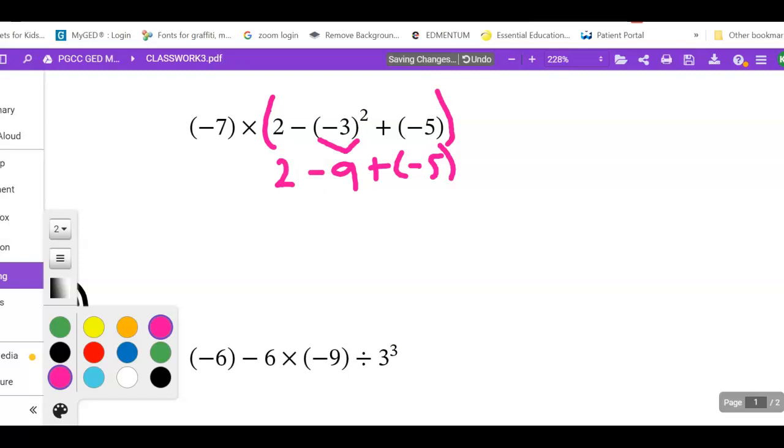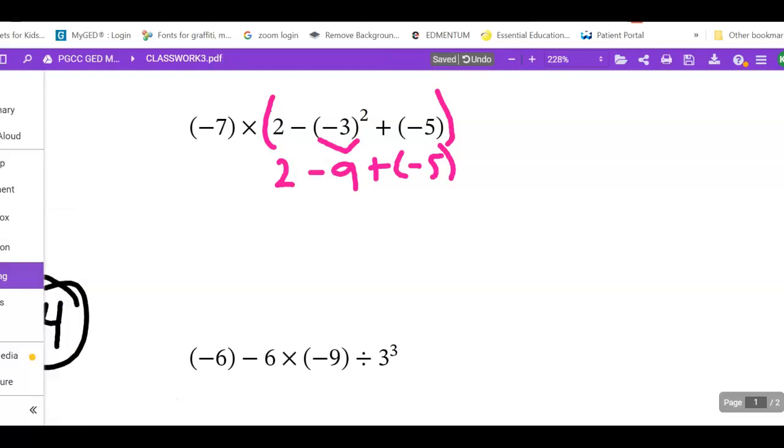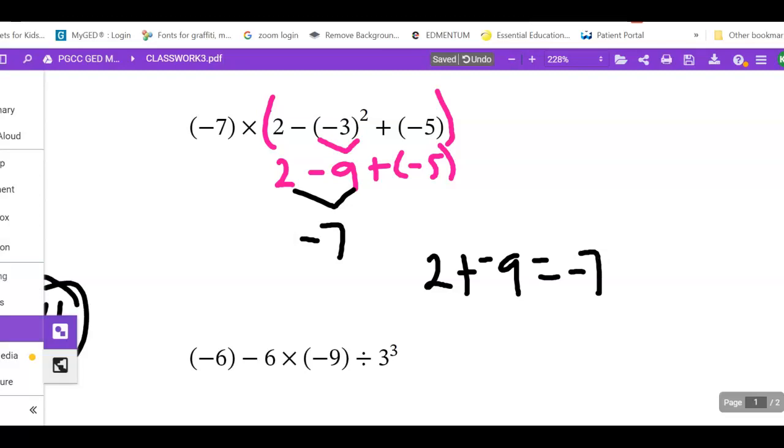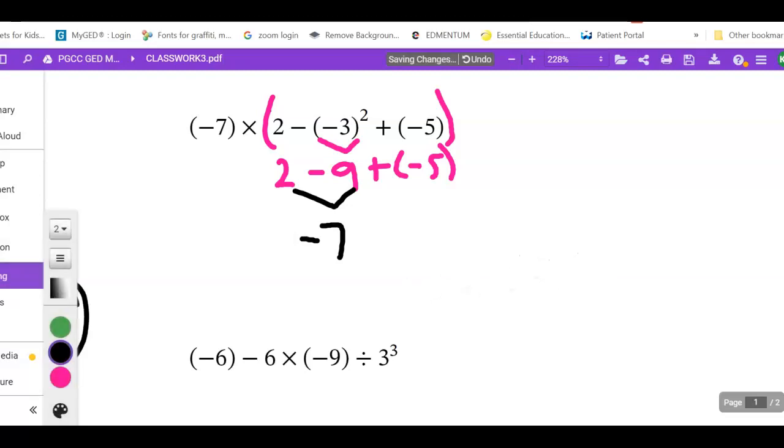Okay, so now, add or subtract whatever you see first. Step 1. Step 2. Subtract, keep the sign of the larger digit. That's -7. So -7. Bring down the rest. Plus a -5. -7 plus -5. That's going to give me -12. So that took care of everything that was in the parentheses.